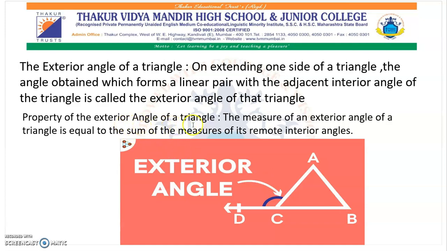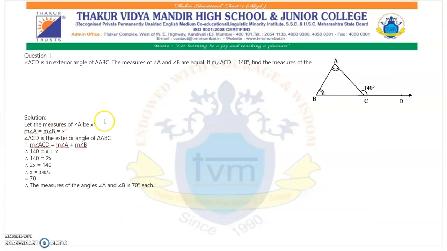Property of an exterior angle of a triangle. The measure of an exterior angle of a triangle is equal to the sum of the measures of its remote interior angles. In the given figure, you can see that ACD is the exterior angle and A and B are remote interior angles. Now, questions based on that.